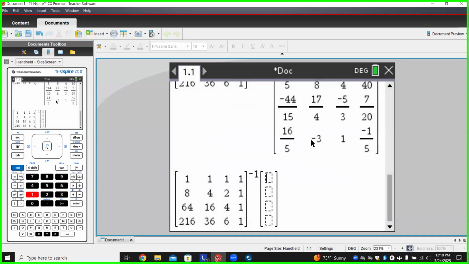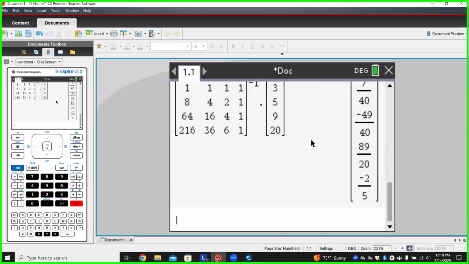So good, it gives you the right shape. 3, 5, 9, 20, 3, 5. Uh-oh. 3, 5, 9. Come on now. 20. And there you go. Now, those are decimals.